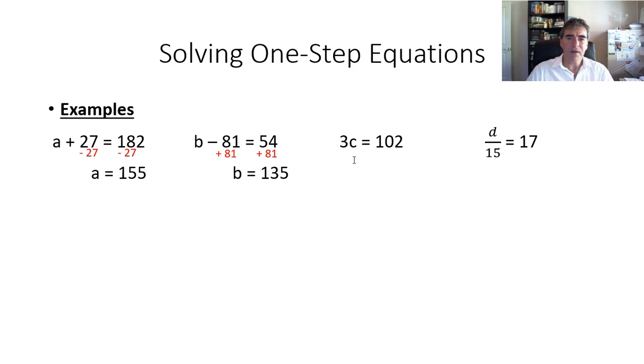Our multiplication question, we have there 3 lots of c equals 102. Our inverse of multiplying by 3 is dividing by 3, so let's do the same to both sides. That will leave me with just the c on this side, and 102 divided by 3 gives me 34. So again, check it, 3 lots of 34, check that we get 102, and if we do, we know that's right. And our last one here, we're dividing by 15, so d divided by 15. Our inverse is to times both sides by 15. When we do so, our denominator disappears. That's our little trick, that's our advantage of doing that. Leaves me with just the d, and 17 times 15 gives us our 255.